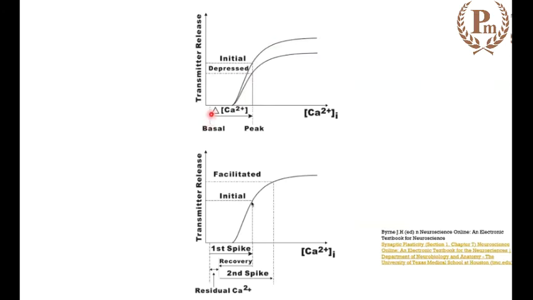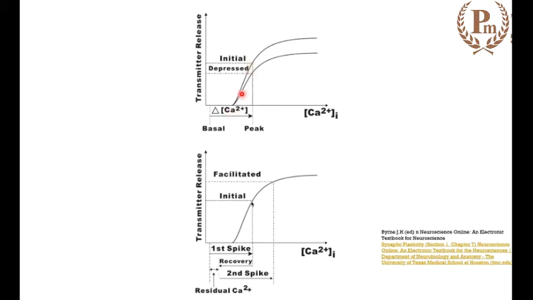This was my basal calcium ion concentration. But when you gave the impulse, that caused the influx of calcium ions. I got a change in the concentration of the calcium ions. This is my initial stage.